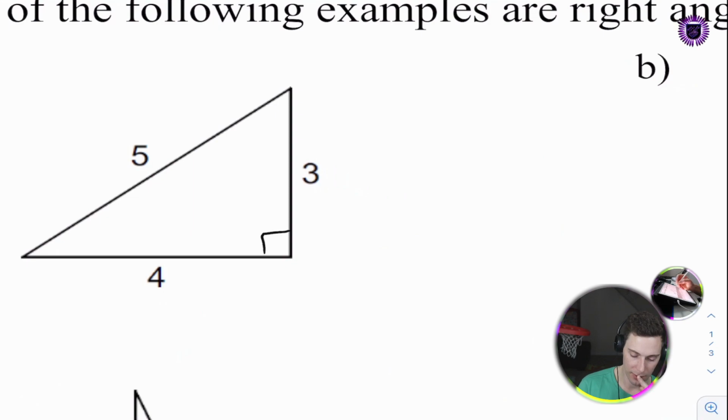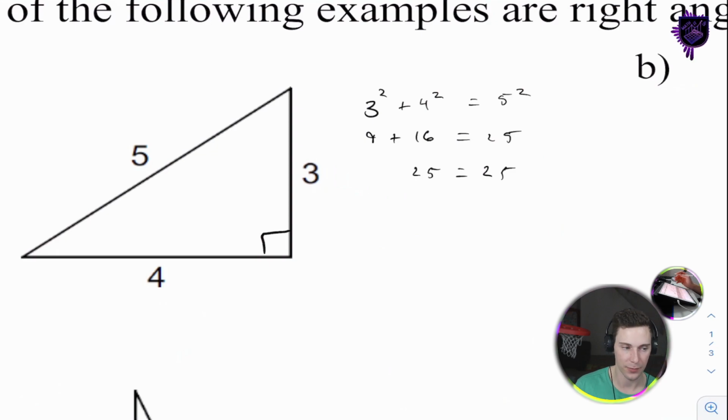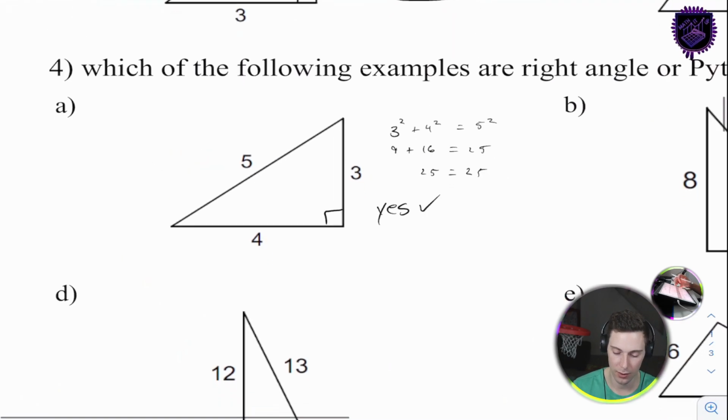We can prove it by going 3 squared plus 4 squared is equal to 5 squared. 9 plus 16 is equal to 25. And 25 is equal to 25. Yeah, so you can see it there. You can also just check on your calculator by putting these numbers into your calculator. But it will say yes, check.